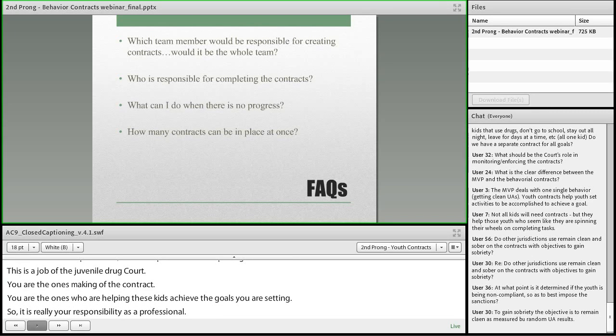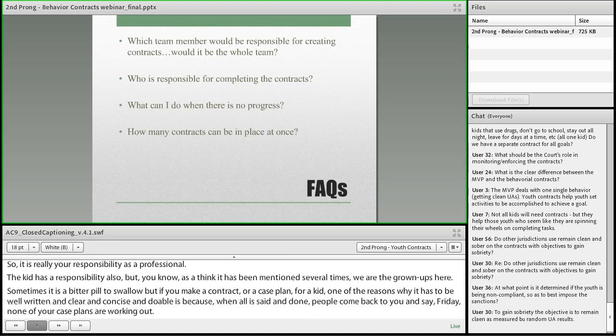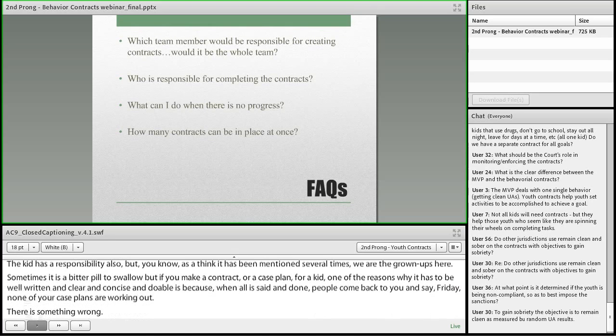But if you make a contract or a case plan for a kid, one of the reasons why it has to be well written and clear and concise and doable is because when all is said and done, people can come back to you and say, "Freddie, none of your case plans are working out. There's something wrong," and you will also be judged by that. So ultimately, the buck stops with us, the professionals.